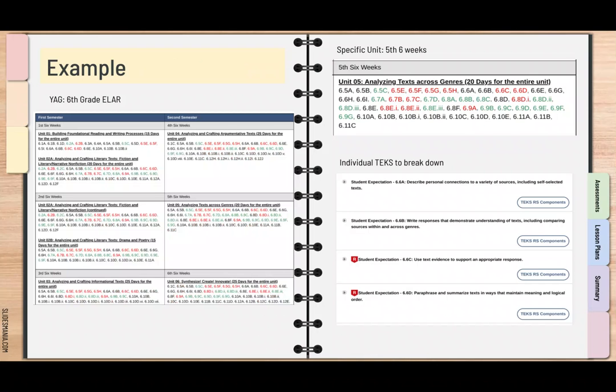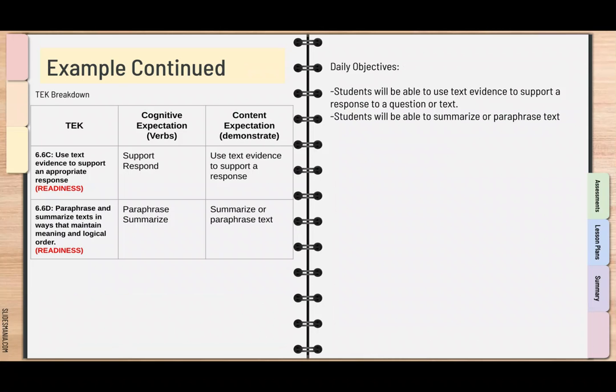For example, this is a 6th grade ELAR YAG. We are going to look specifically at the 5th 6 weeks, which is analyzing text across the genres. And I'm going to go look at the individual TEKS to break down. So looking at the 2 readiness standards here, we have 6.6C, which is use text evidence to support an appropriate response. And we have 6.6D, which is paraphrase and summarize text in ways that maintain meaning and logical order. To break down our TEK, we're going to look at the verbs of our TEK, and we're going to look at the expectation of the TEKs, or what the student should demonstrate.